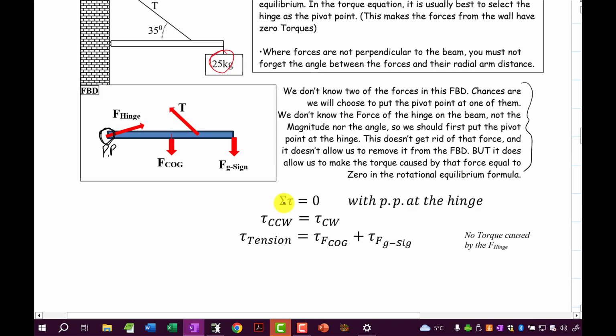So the sum of the torques equals 0, and we're putting the pivot point at the hinge. So the torques counterclockwise equal the torques clockwise. The torque counterclockwise is just from the tension force, because the tension force is causing it to go up that way. The other ones are going clockwise. So the torque caused by the tension is equal to the torque caused by the center of gravity plus the torque caused by the sign, S-I-G-N.